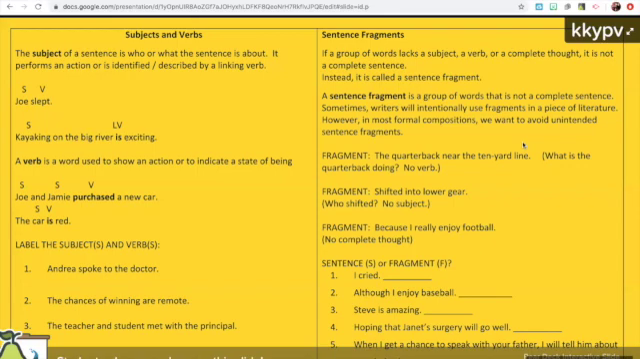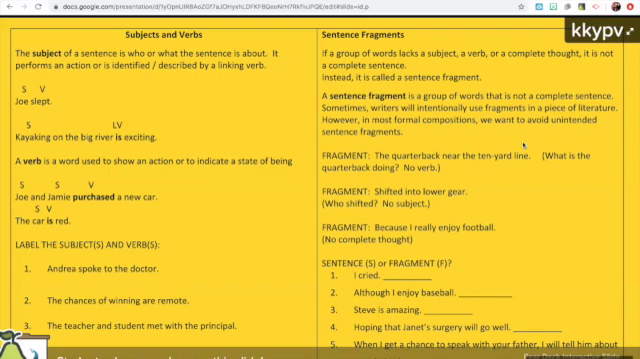So an example, the quarterback near the 10-yard line, well, what's he doing? We know where he is, but what is he doing? We don't know. It's a fragment. Another example, shifted into lower gear. What shifted into lower gear? Who shifted into lower gear? We don't know what the subject is. We don't know who the sentence is about. So no, we cannot have a complete idea. It's not a complete sentence. It is a fragment. Another example, because I really enjoy football. What? I mean, do you play it? Do you watch it? Like, what do you do because you really enjoy football? We don't know. It's not a complete thought.